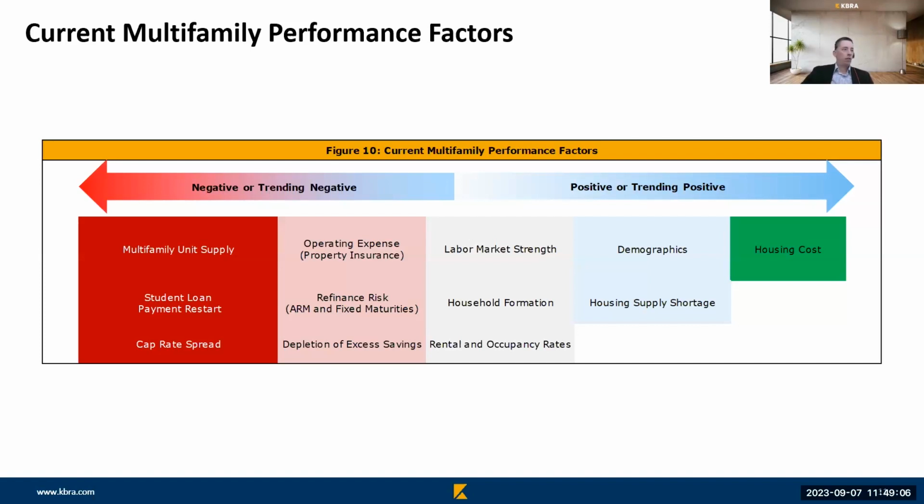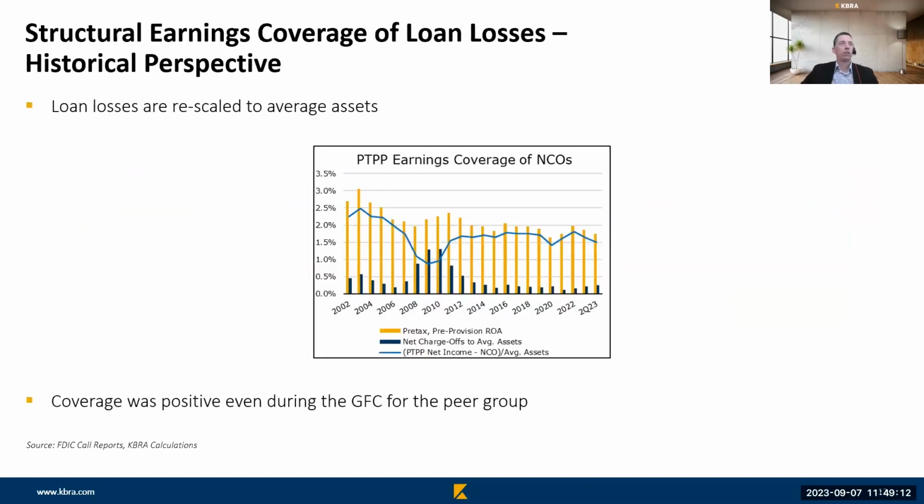All right, so we've got just over 10 minutes left. We've got two more slides we want to go through. We'll start here with structural earnings, coverage of loan losses, historical perspective. Yeah, this one can be quick.